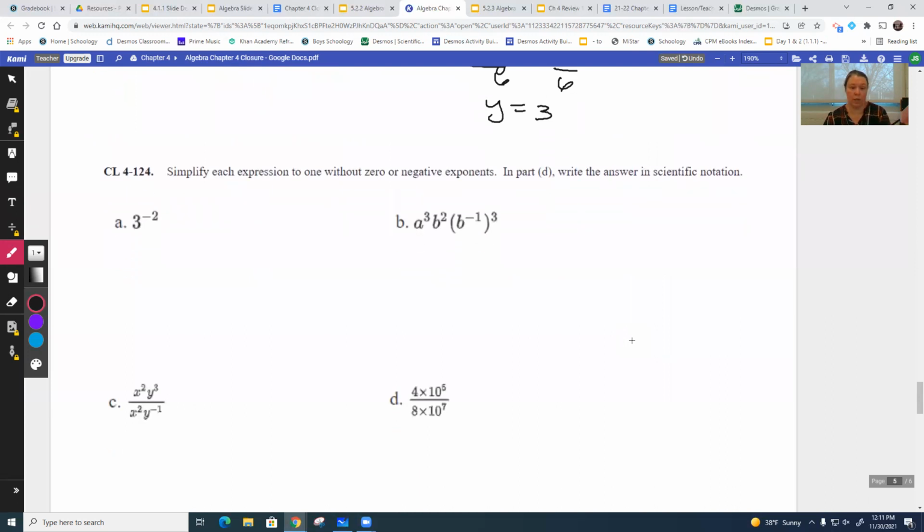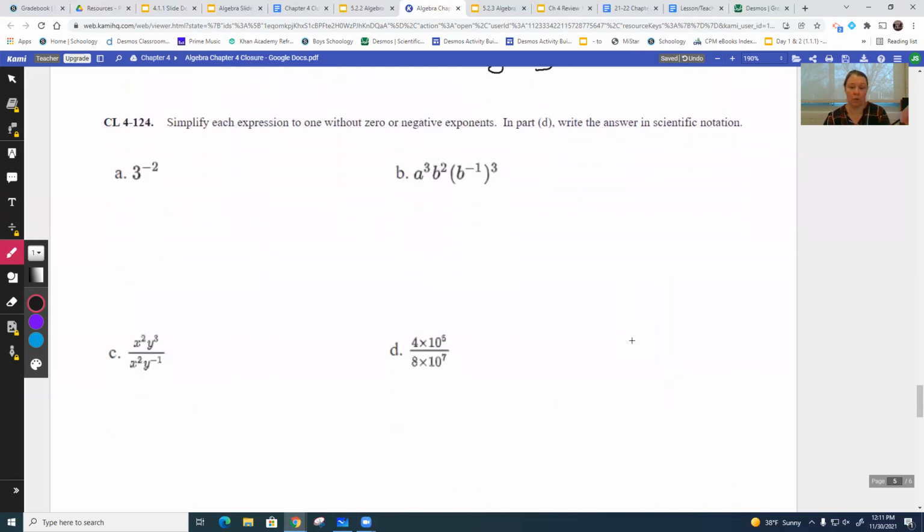All right, so looking at 124, simplify each expression to one without zero or negative exponents. In part D, write the answer in scientific notation. Okay, we haven't talked about scientific notation, so we're going to do it, but I don't want you to worry about the scientific notation part.